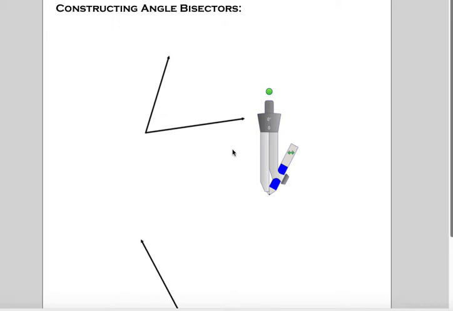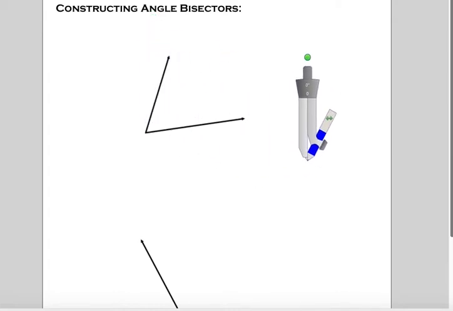So we're going to be constructing angle bisectors in this video. I've got a couple angles we're going to bisect here. As we bisect our angles, we need to label anything they want us to label. Sometimes they want us to name the ray that's the bisector. They always want you to mark your congruent angles. There's 3 arcs you're going to make to do this.